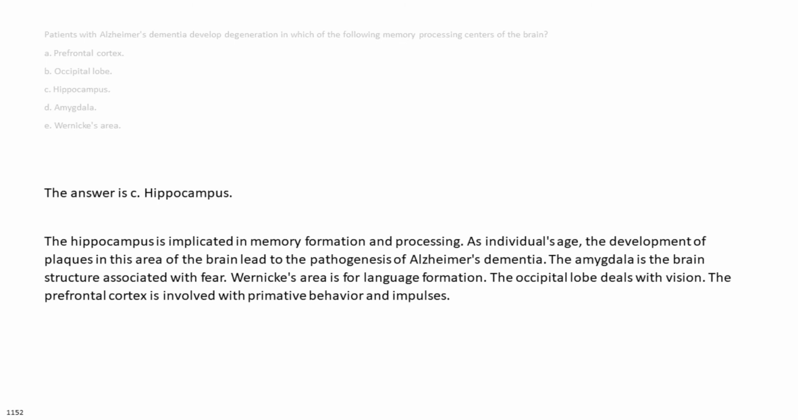The answer is C. Hippocampus. The hippocampus is implicated in memory formation and processing. As individuals age, the development of plaques in this area of the brain lead to the pathogenesis of Alzheimer's dementia. The amygdala is the brain structure associated with fear. Wernicke's area is for language formation. The occipital lobe deals with vision. The prefrontal cortex is involved with primitive behavior and impulses.